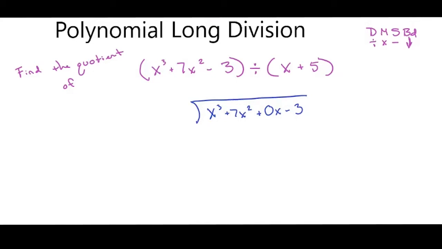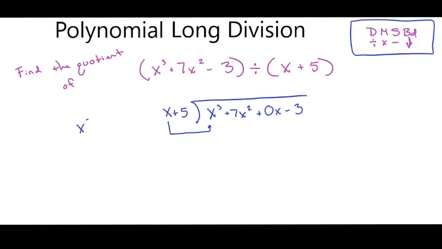On the outside, I put my x plus 5, and as you'll see up here, I've put the order of operations for long division up here. So divide, multiply, subtract, and bring down, just as a reminder. So the first thing I'm going to want to do is divide that x there into the x to the third.